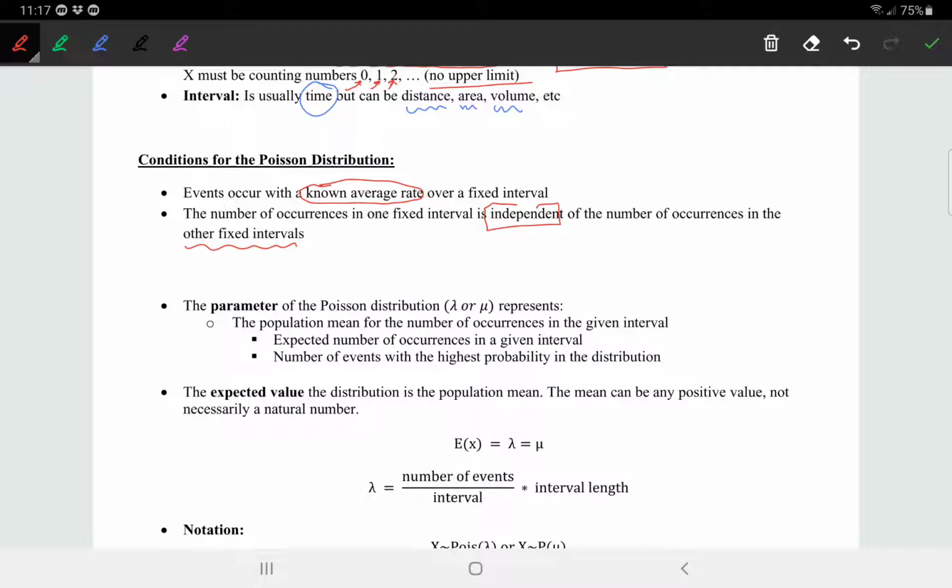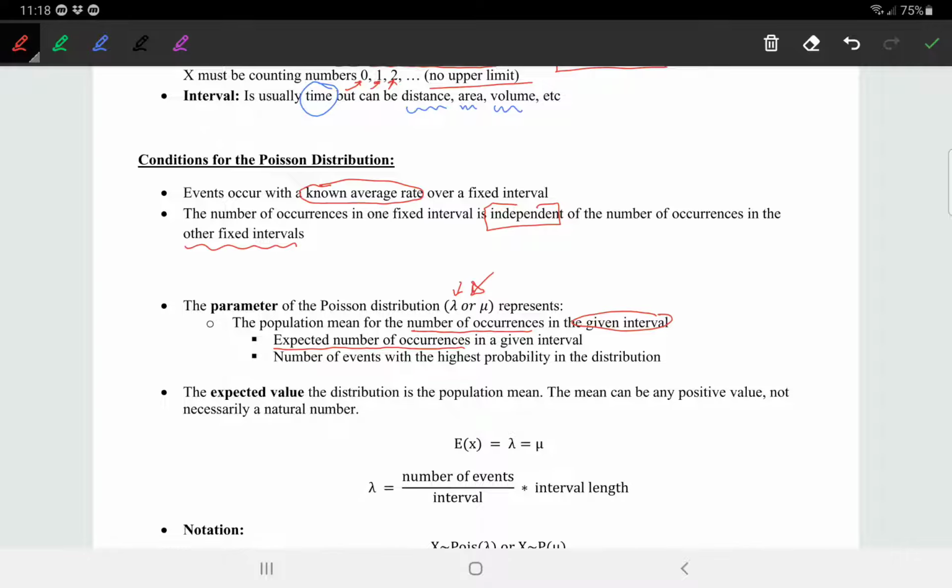What is the parameter of the Poisson distribution? Well, you'll see it written differently. Sometimes it's called lambda, or sometimes it's called mu. Either way, however you write this parameter, it represents the population mean for the number of occurrences in the given interval. Remember, the mean is the expected number of occurrences in the interval.